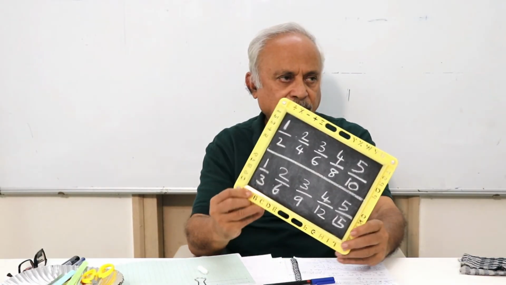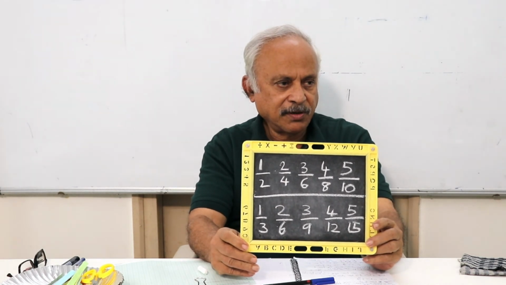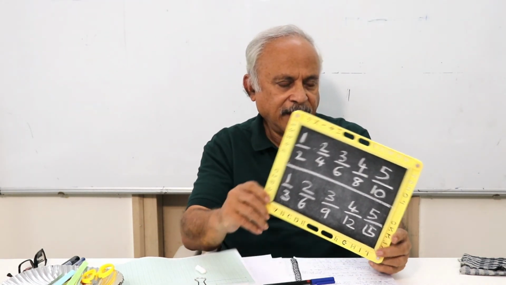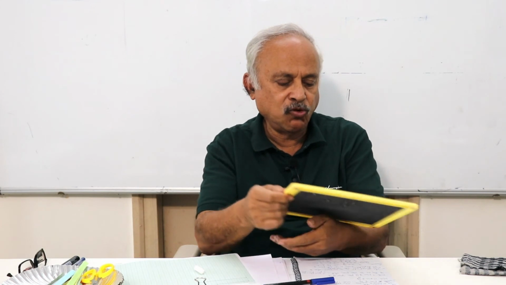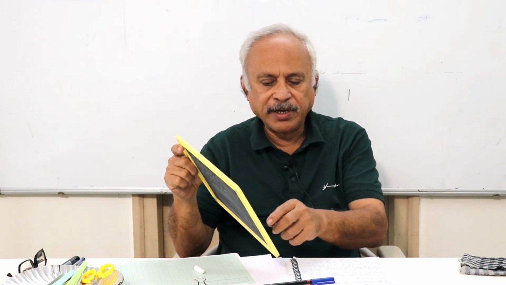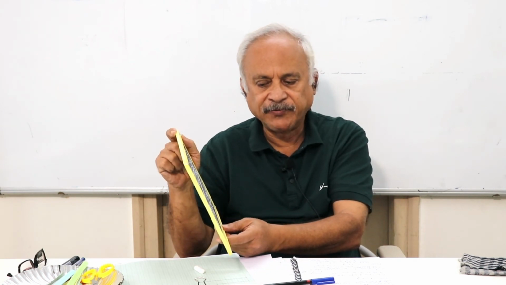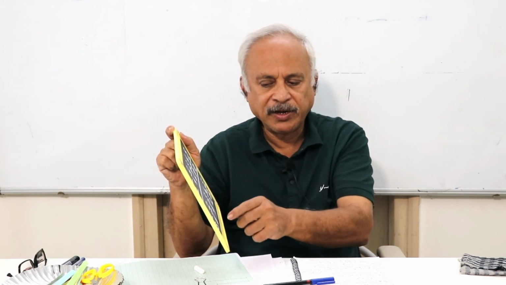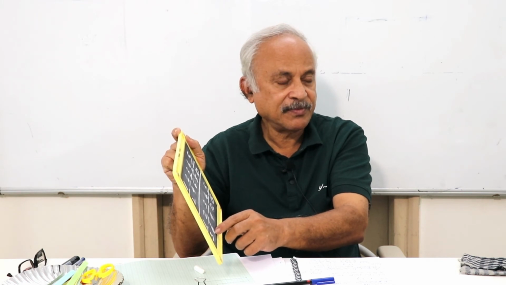Right. So this is what we have written. And now we have to choose that form for 1/2 and that form for 1/3 in which the pieces are of the same size. So here, where are the pieces of the same size for 1/2 and 1/3? 3 by 6 and 2 by 6. The pieces are, each piece is 1 by 6.